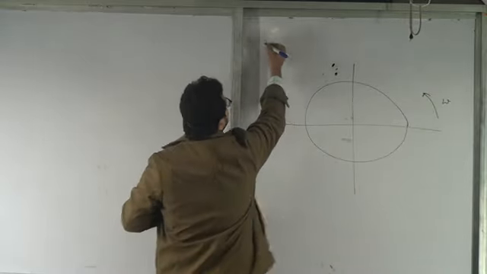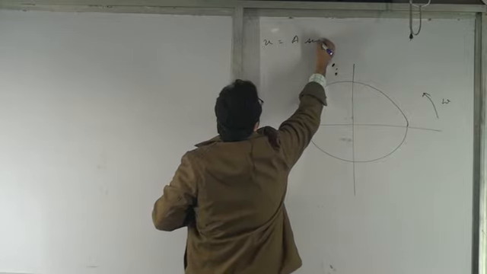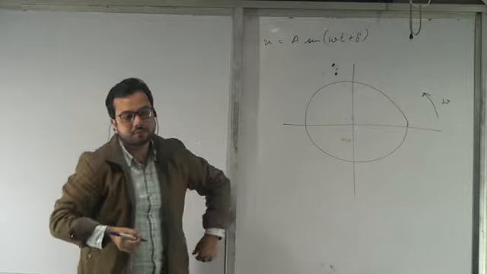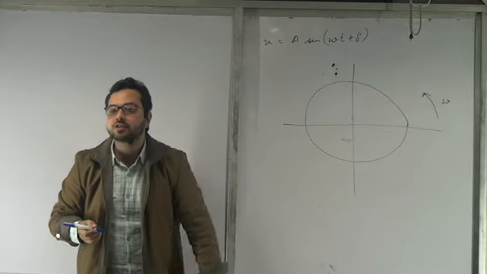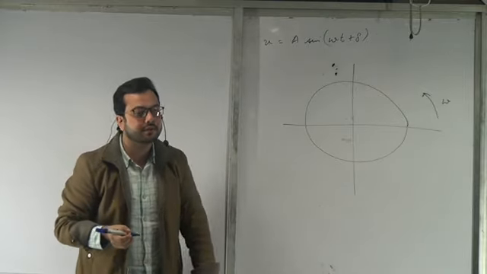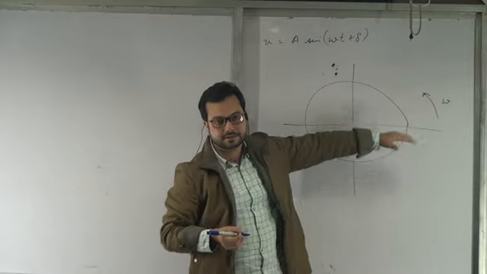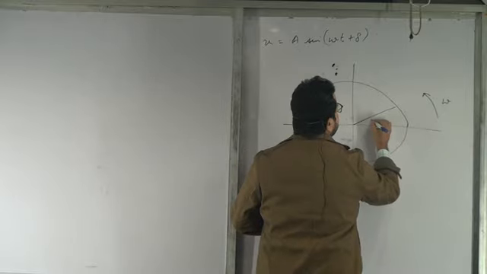If the equation is x is equal to a sine omega t plus delta, if this is the equation of SHM, what is delta? Delta is the initial phase. At t is equal to 0, what will be the phase? How do we represent phase in a phasor diagram? The angle with the x-axis. So this would be delta.